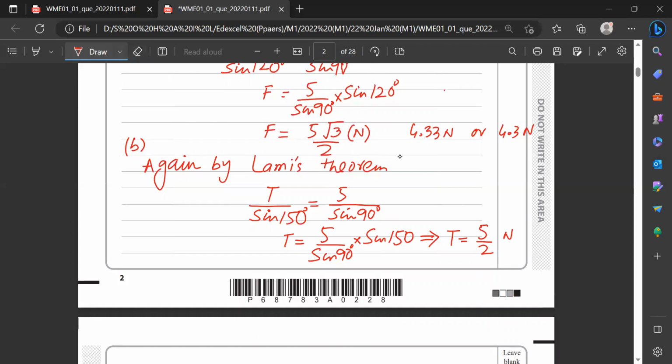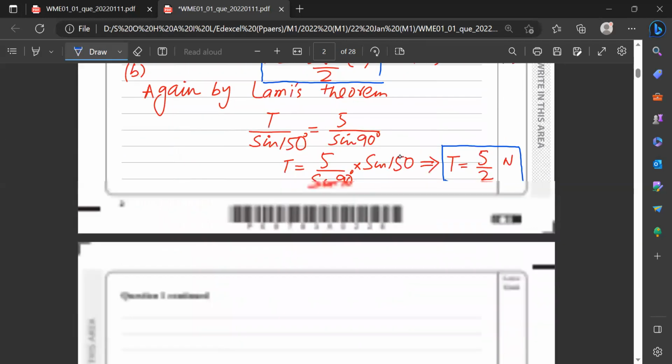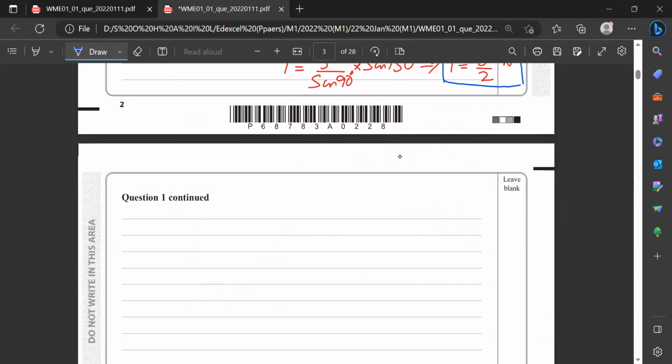In this way, you can find the answers by using the Lami's theorem. Very simple. So this is one method. There are two more methods. The other method can be like this: if there are three forces in equilibrium, you can always draw a closed figure because there is no resultant. So, method number 2.